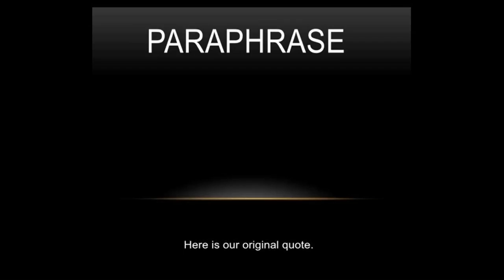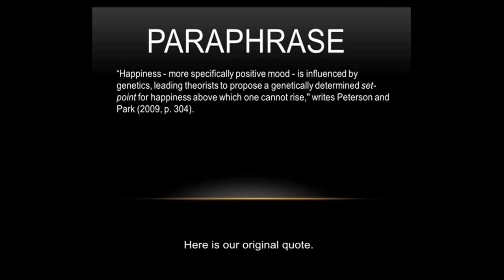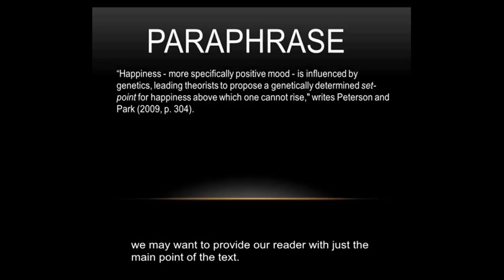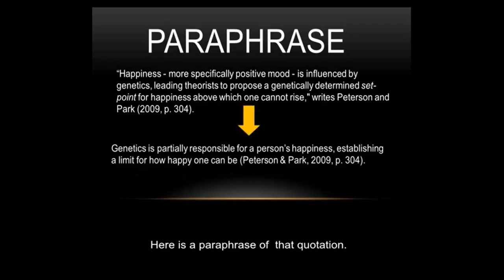Here's our original quote. Happiness, or specifically positive mood, is influenced by genetics, leading theorists to propose a genetically determined set point for happiness above which one cannot rise, by Peterson and Park, 2009, page 304. Instead of including these exact words, we want to provide our reader with just the main point of the text. We do that with a paraphrase. Here's a paraphrase of that quotation. Genetics is partially responsible for a person's happiness, establishing a limit for how happy one can be. Peterson and Park, 2009.